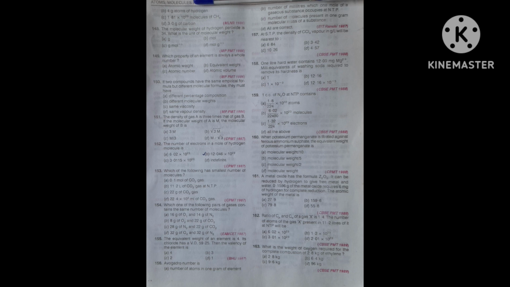First option, 6.02 into 10 to the power 23. Second option, 1.2 into 10 to the power 23. Third option, 3.01 into 10 to the power 23. Fourth option, 2.01 into 10 to the power 23. This question was also asked in the CBSE PMT medical examination.